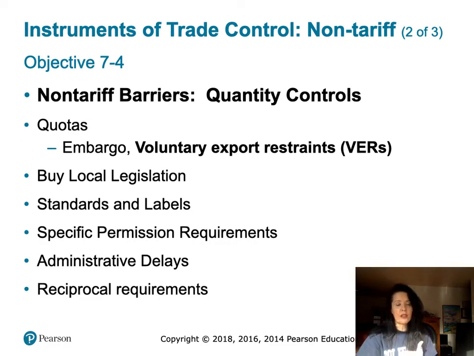So let's look at learning objective 4, describe the major instruments of trade control. Again, we continue our discussion in describing the uses and the limits of these trade controls, continuing with the non-tariff barriers. This time we will be looking at the quantity controls. Quantity controls can be in the form of various trade instruments, the first one being a quota.